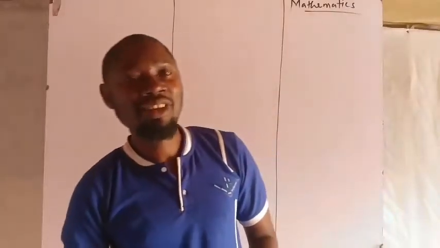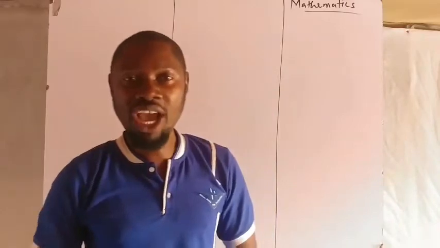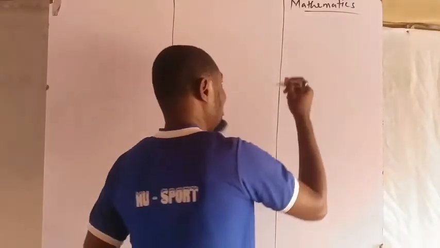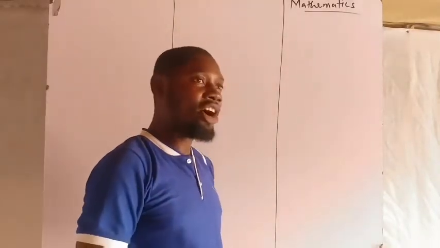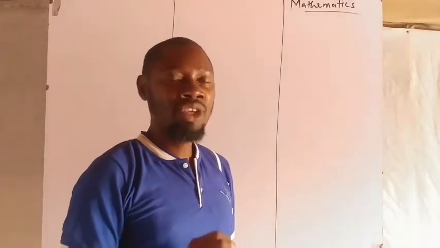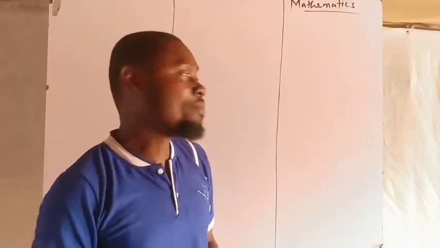Great scholars, let us deal with our quadratic equations. In the previous class, we've treated perfect squares, completing the square, and also been able to derive the general quadratic formula using the completing the square method. And we've solved some problems.